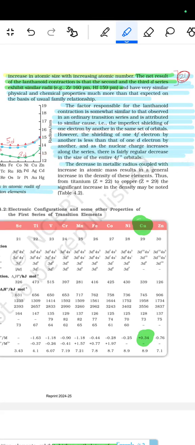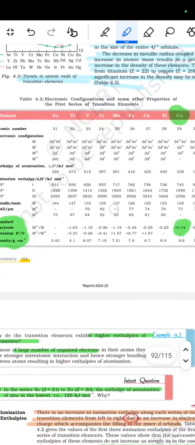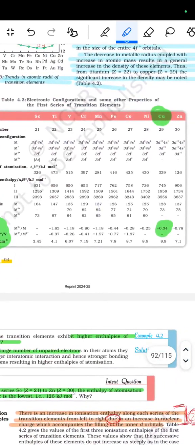The decrease in the metallic radius coupled with the increase in the atomic mass results in a general increase in the density of these elements. Thus, from titanium (Z = 22) to copper (Z = 29), a significant increase in the density may be noted. Next, the electronic configuration and some other properties of the first series of the transition elements.